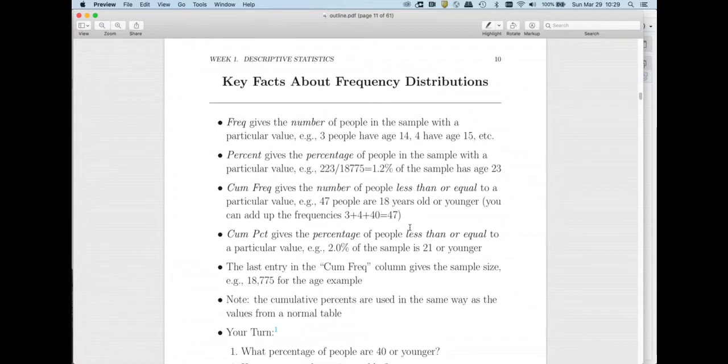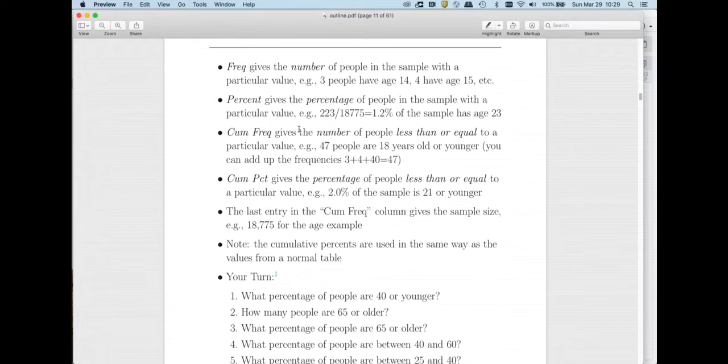I suspect that you've had a lot of exposure to frequency distributions in the past. If you haven't, I've written out detailed descriptions. So the only thing I'm going to do in this short video is a couple of the your turns.